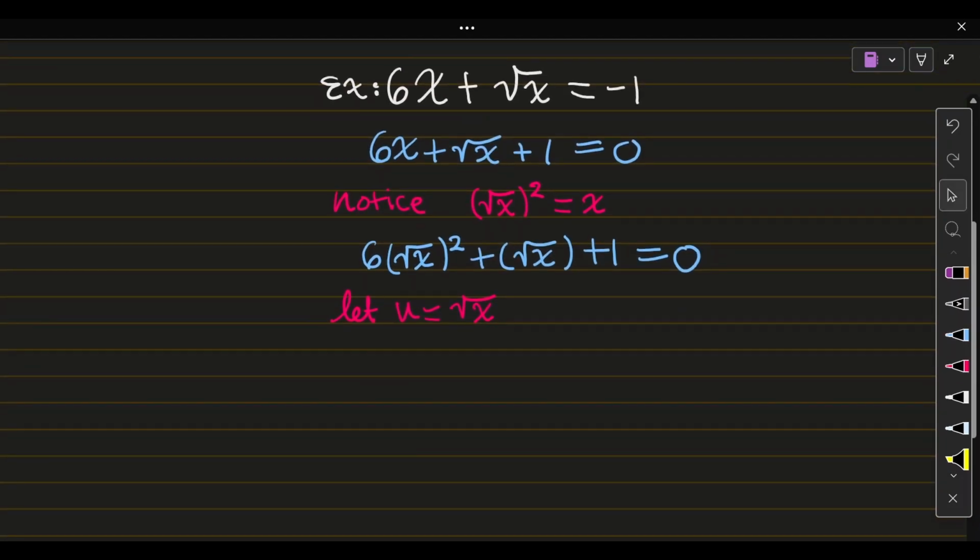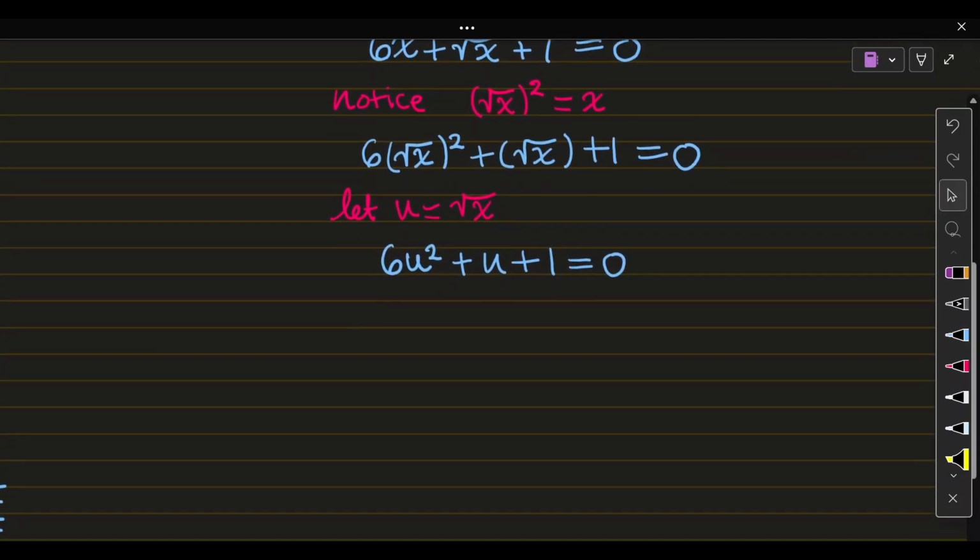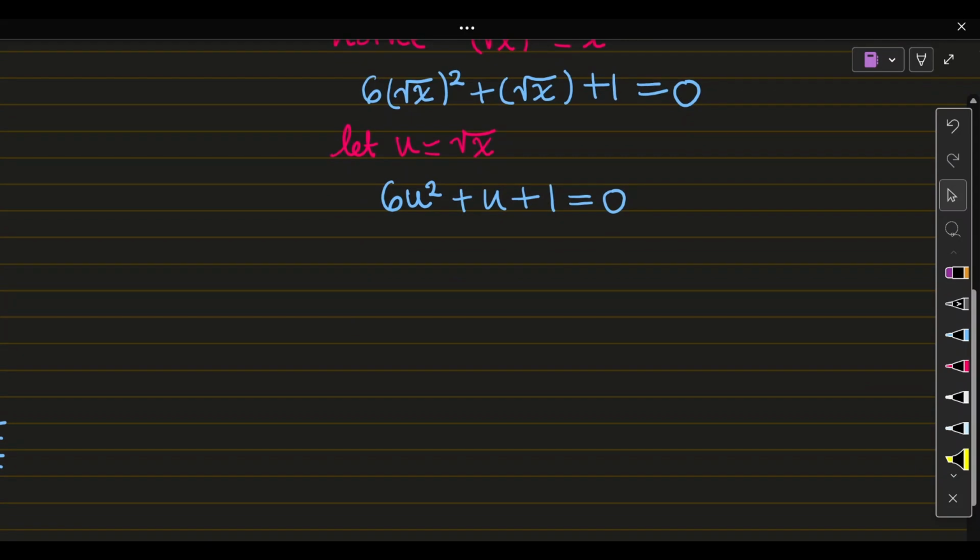Rewriting this equation in terms of u, I have 6u squared plus u plus 1. So just everywhere where there was a square root of x, I just replaced it with u because u is square root of x. And that's equal to 0. Okay, and now I can solve this by grouping. So I want factors of a times c, which is 6 times 1.